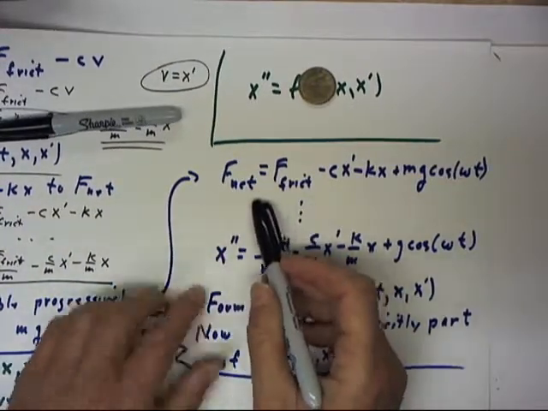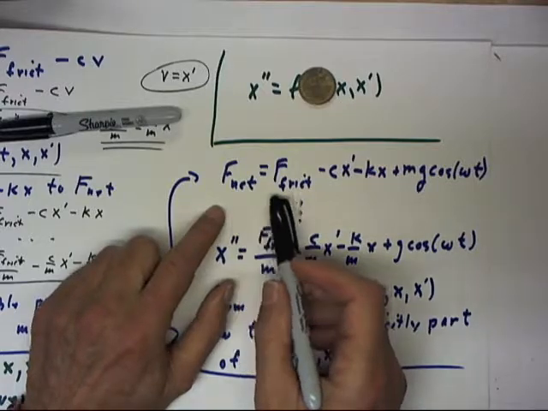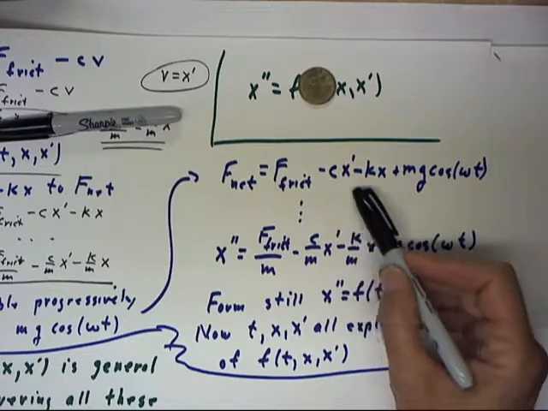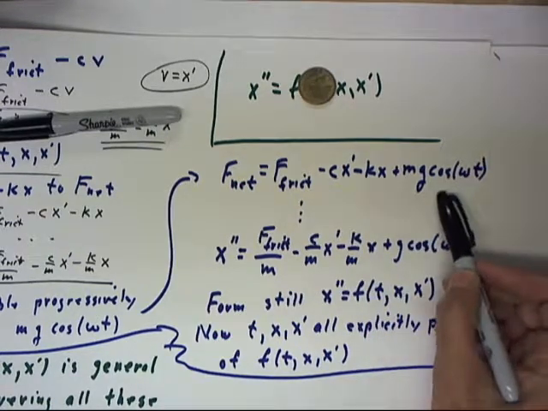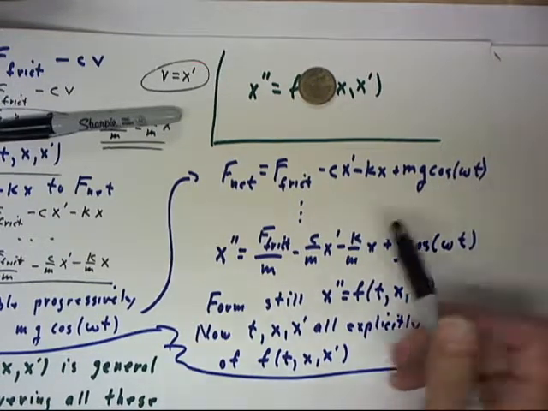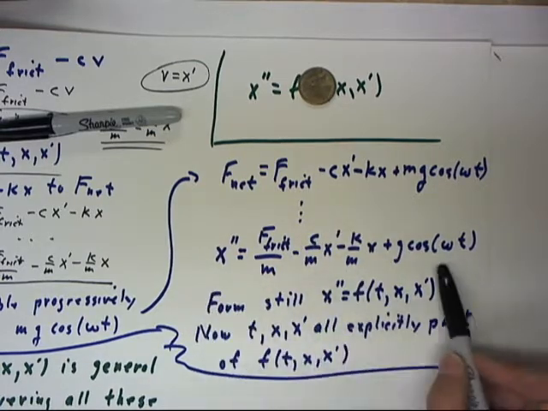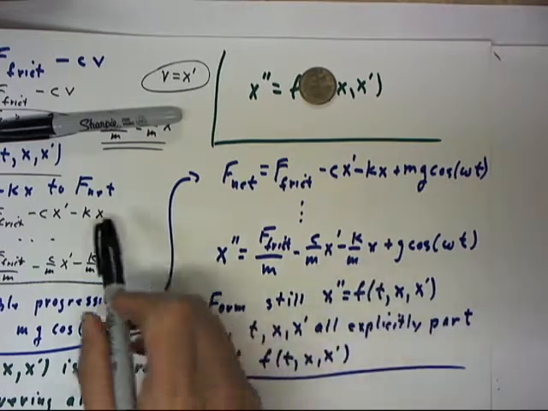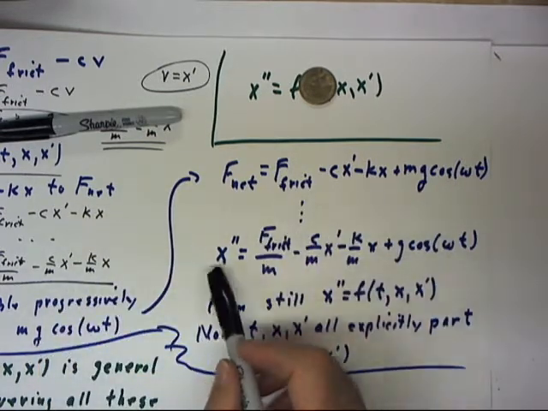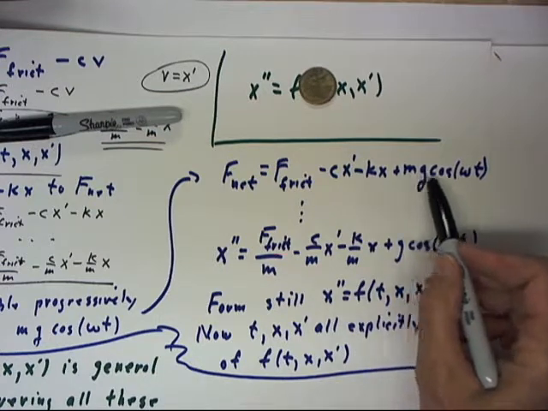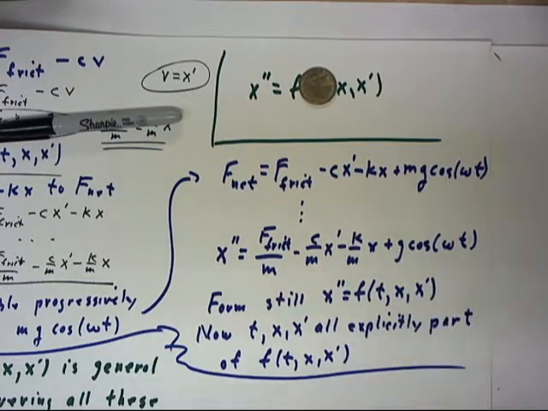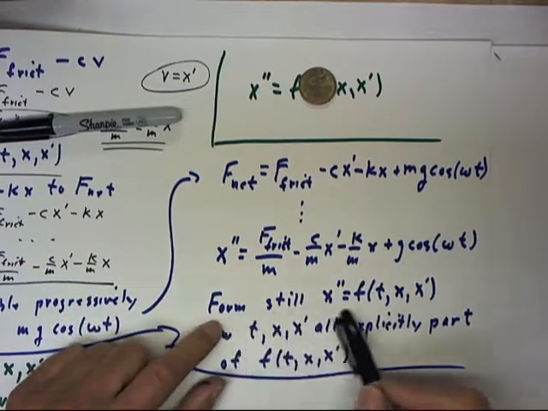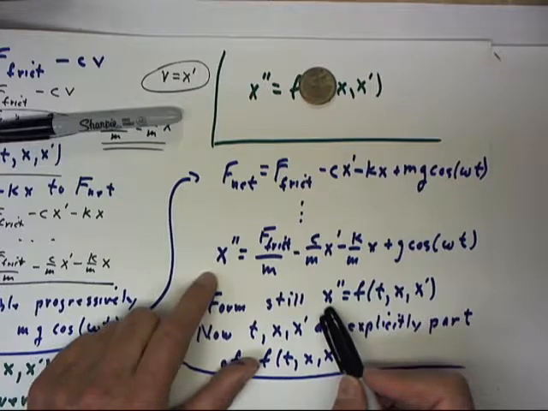In this case, our equation becomes F net equals force of friction, minus c times the derivative of position, or c times the velocity, minus kx, plus mg cosine of omega t, which rearranges as indicated here. All these terms are similar to what they were before, and when we divide through by the m in front of the g, it goes away, and we end up with g cosine of omega t. And that's simple algebra.